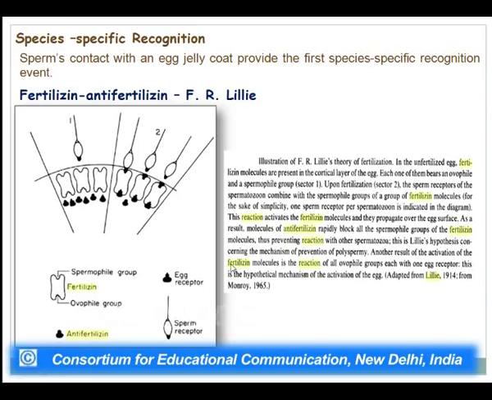Another result of the activation of the fertilizin molecule is the reaction of all oophile groups, each with one egg receptor. This is the hypothetical mechanism of activation of the egg. So, the first recognition that happens is the species-specific recognition, which is this fertilizin and antifertilizin reaction that takes place.